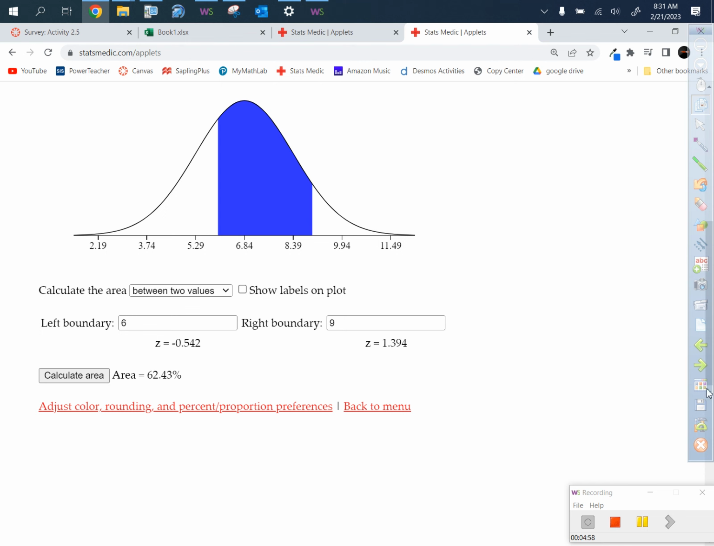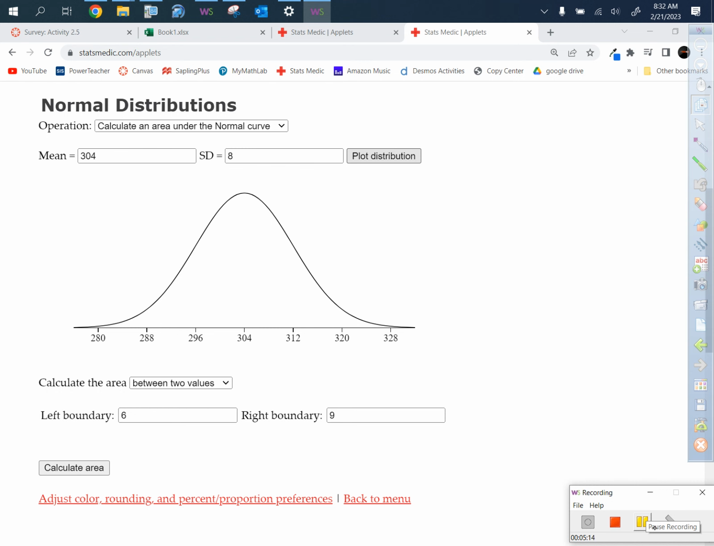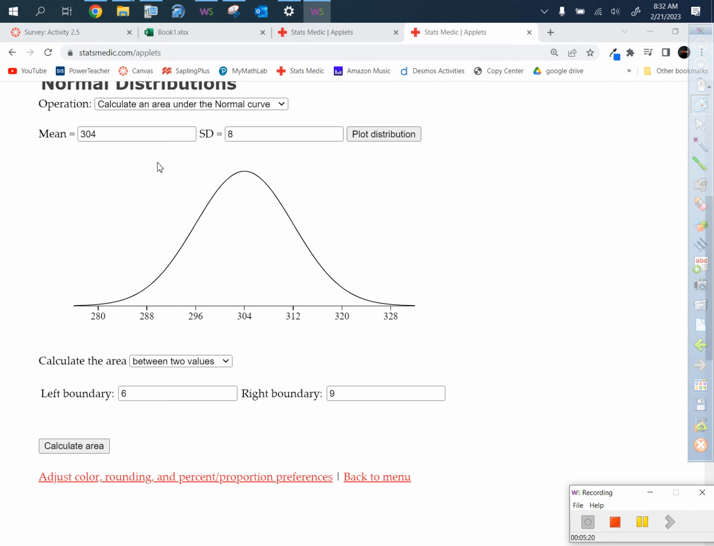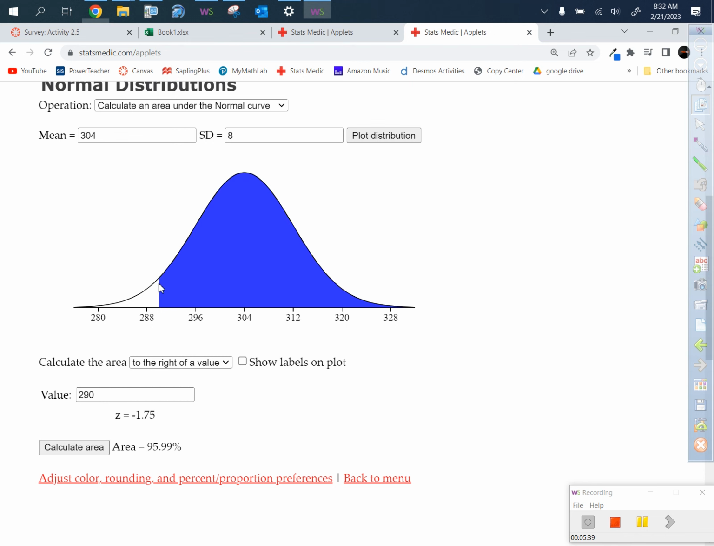We should be dominating. So would you please read this info about Rory McIlroy and put his data into the applet for us? I'll pause the video here and let you get that done. There he is. Rory McIlroy has a mean of 304 yards when he hits the driver and a standard deviation of 8. They say on a specific hole, Rory would need to hit the ball at least 290 yards. So that means to the right of a value, because the least amount he could do is 290. And when you see the blue part, you'll be like, okay, that makes sense. It's got to be at least 290, so that's 290 and above.